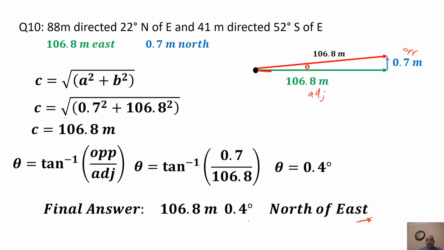Or once again, the complementary one, if you went ahead and did the north first and then the east, you would have had 89.6 degrees east of north, but still 106.8 meters would be your magnitude.